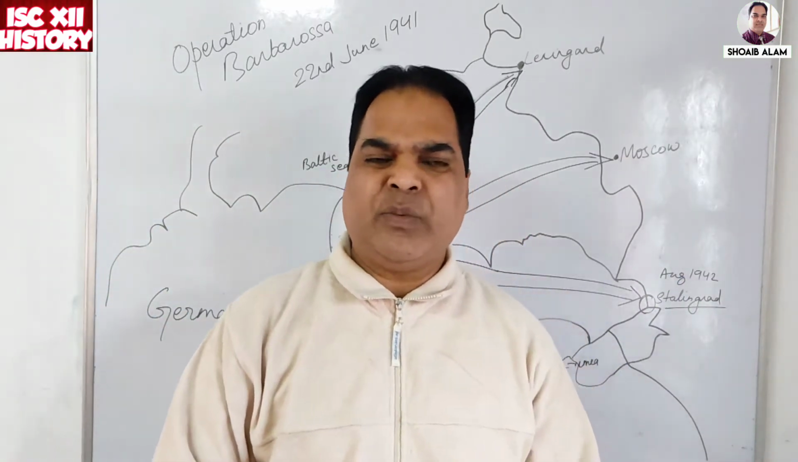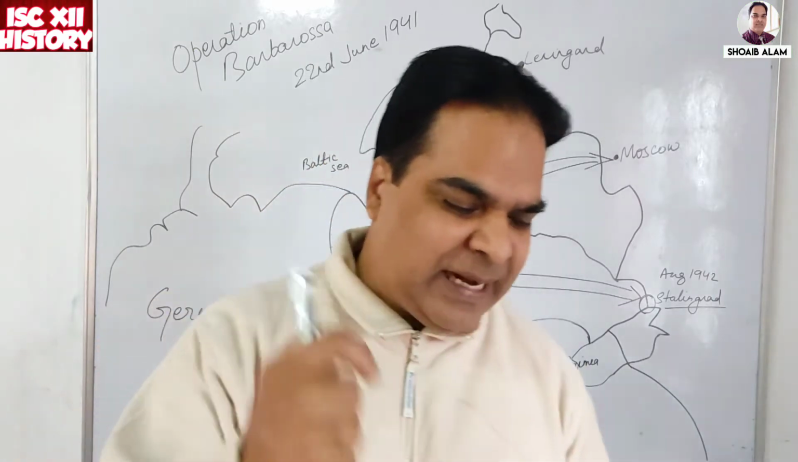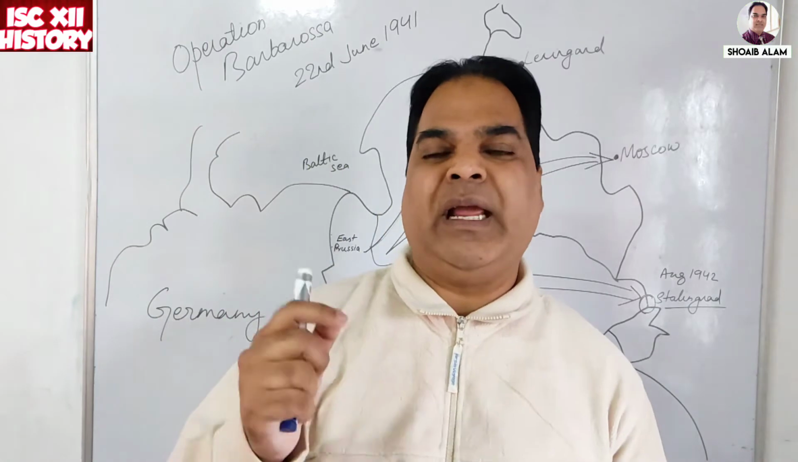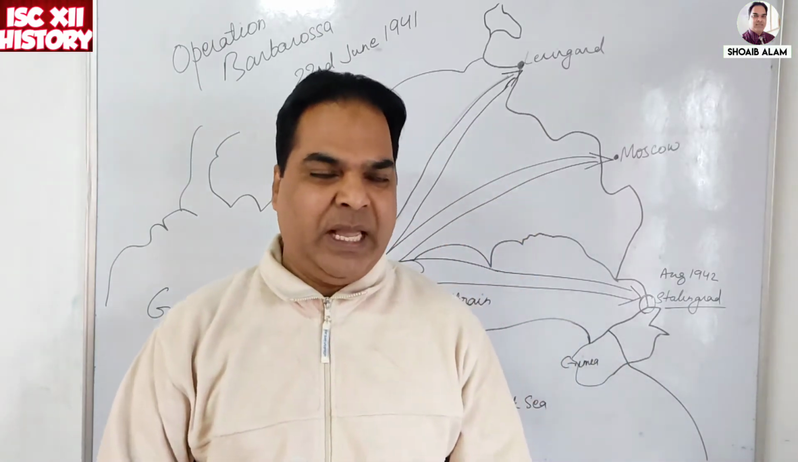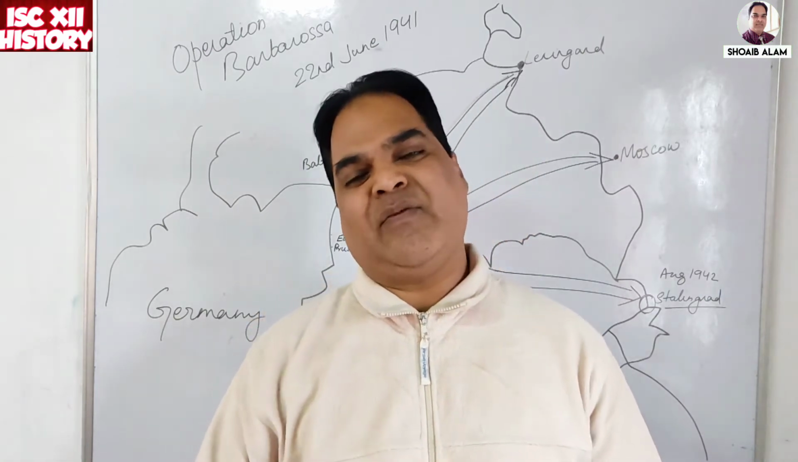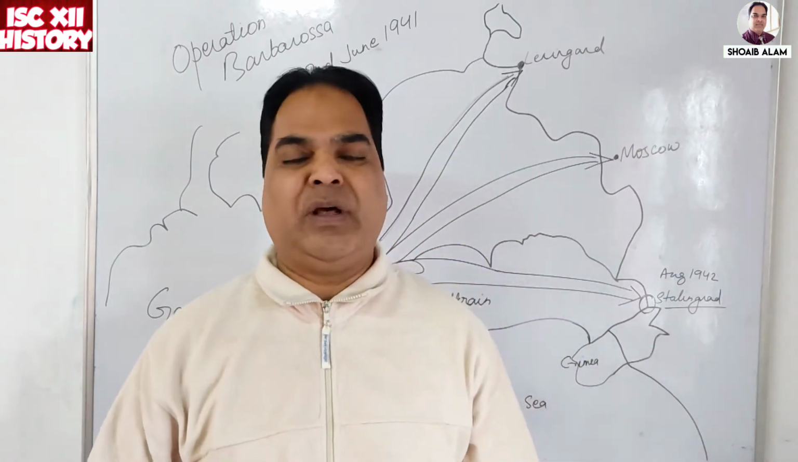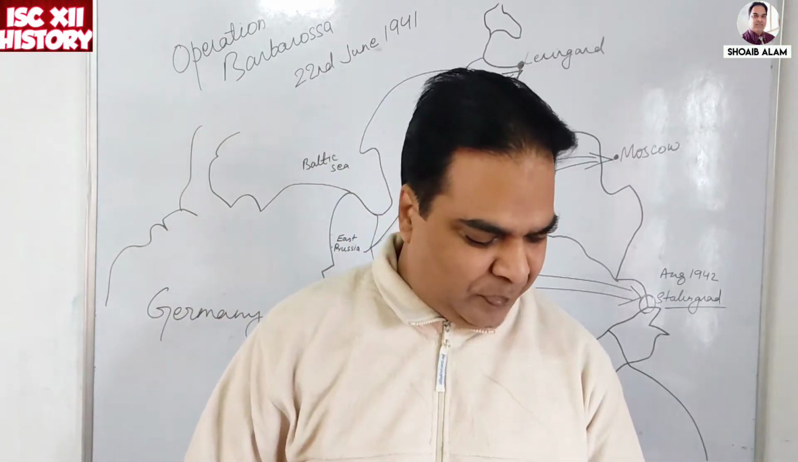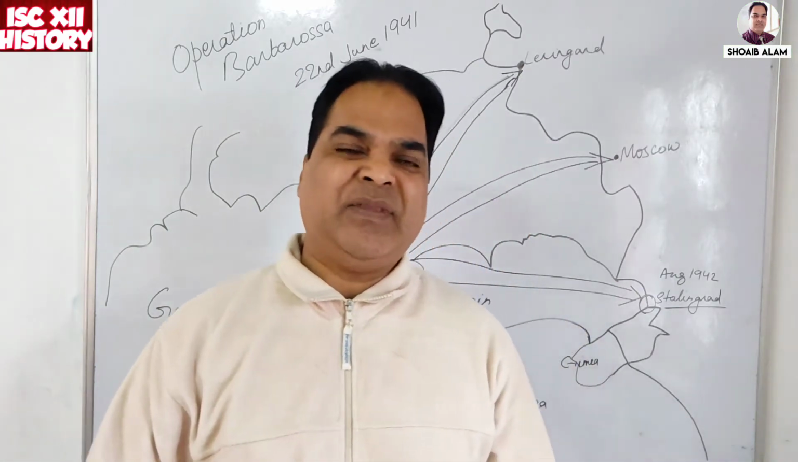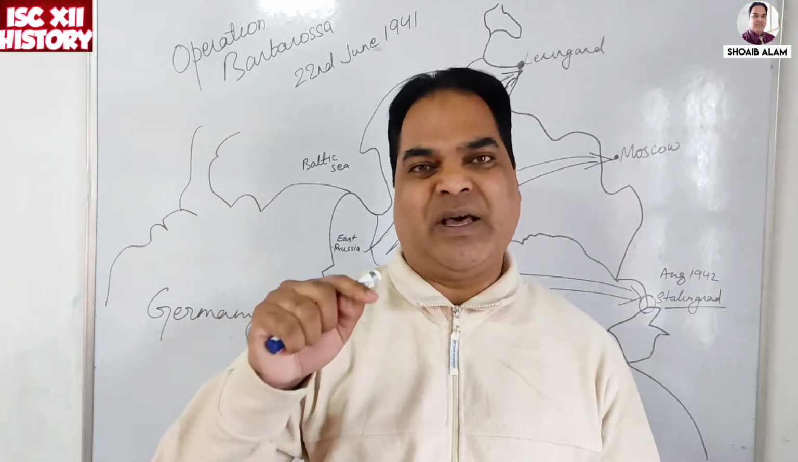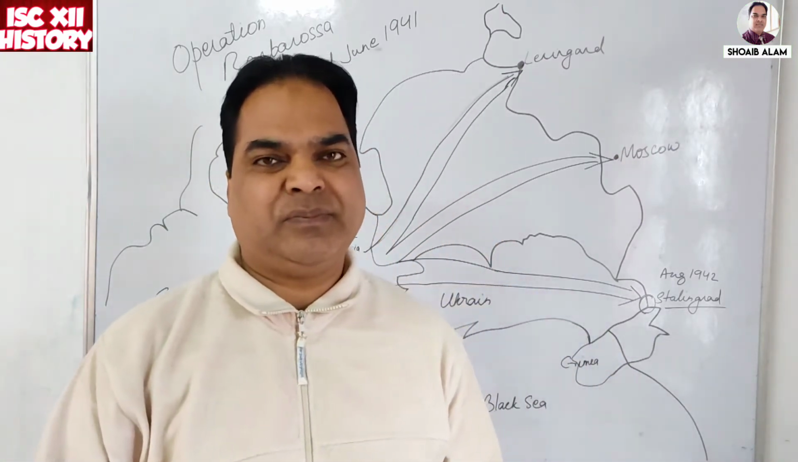Before we jump into this map, I would like to tell you about the reasons. What were the reasons which prompted Hitler to invade Russia? Number one, Hitler hated the communists very much. Number two, his desire for Lebensraum, that means living space. He needed more land for his population also. And third, he believed that the communist government was weak in Russia, so this was the right time to attack Russia.